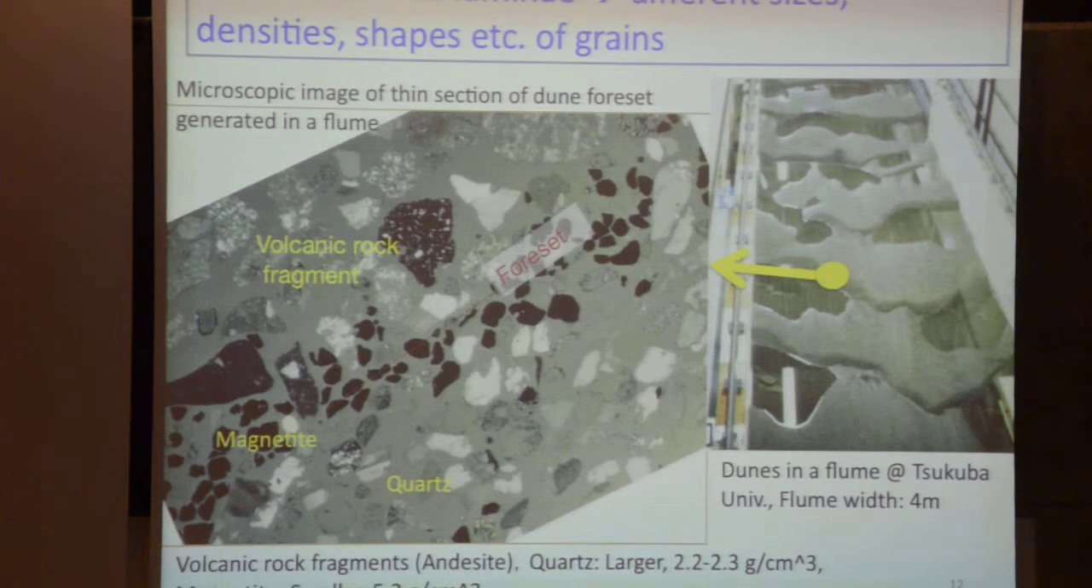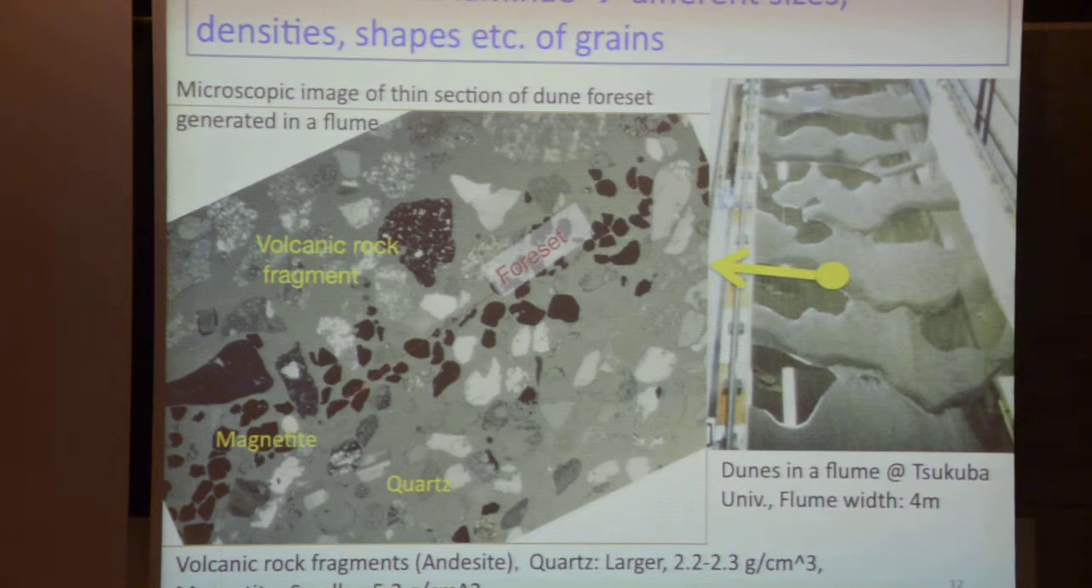Right-hand side, this is a big flume, 4 meters wide and 160 meters long at Tsukuba University. And in the left-hand side slide, you can identify the foreset laminae by the alignment of small black magnetite grains. So you see these small magnetite grains.